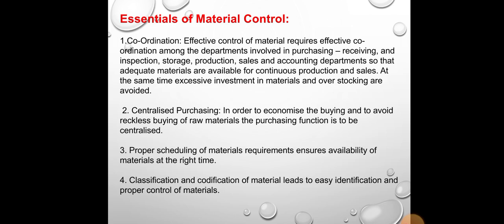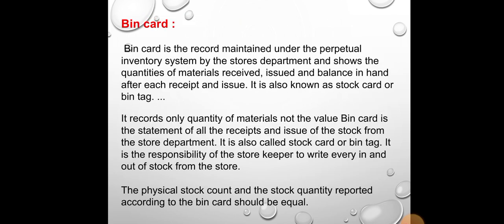Centralized purchasing. In order to economize the buying and to avoid riskless buying of materials, the purchasing function is to be centralized. Proper scheduling of materials requirements ensures availability of materials at the right time. Classification and codification of materials leads to easy identification and the proper control of materials.